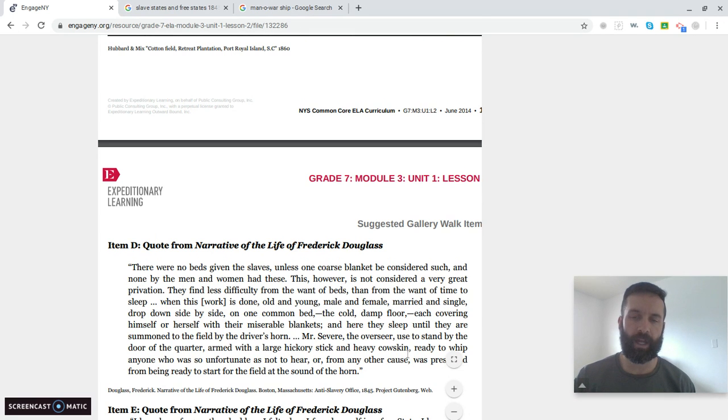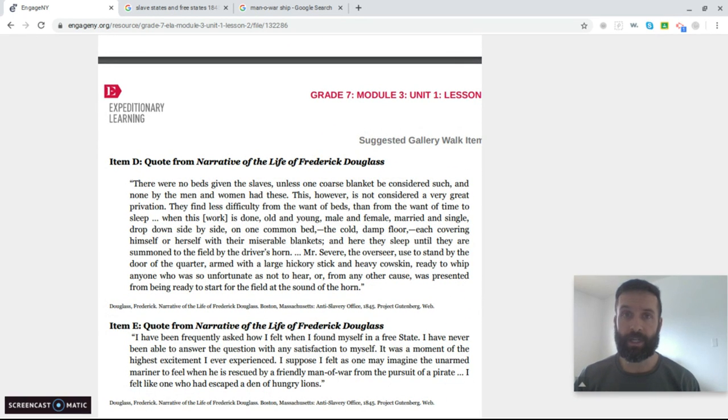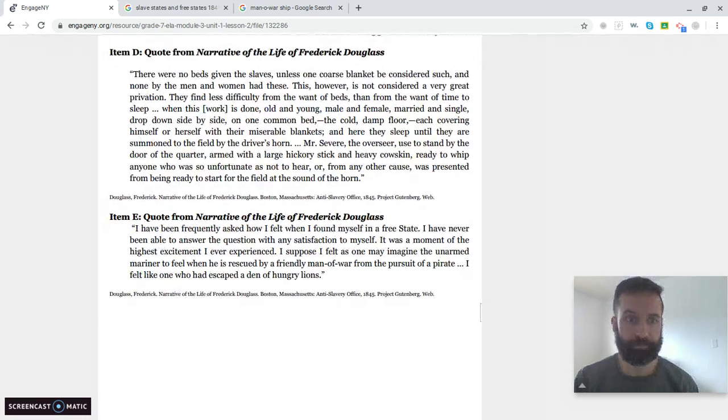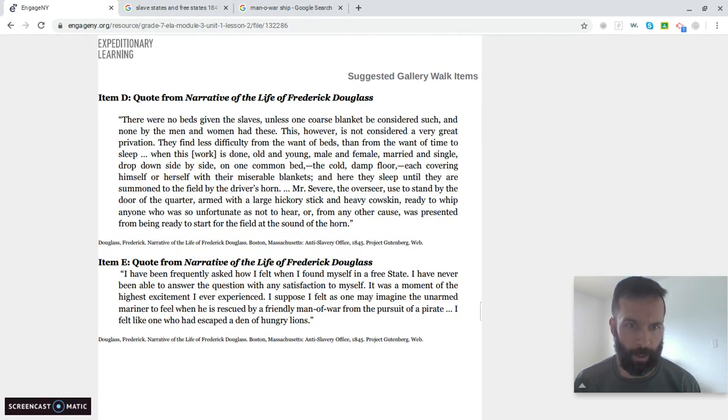So 1845 is when Frederick Douglass published his initial work. Here's another quote from the life of Frederick Douglass. I have been frequently asked how I felt when I found myself in a free state. I have never been able to answer the question with any satisfaction to myself. It was a moment of the highest excitement I ever experienced. I suppose I felt as one may imagine the unarmed mariner to feel when he is rescued by a friendly man of war from the pursuit of a pirate. I felt like one who had escaped a den of hungry lions.